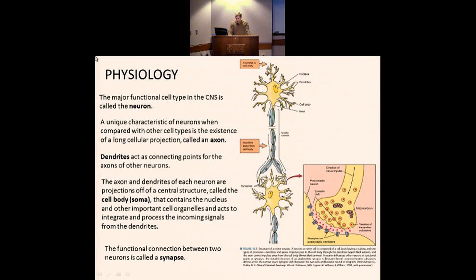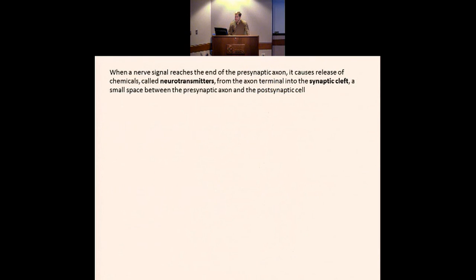The functional connection between 2 neurons is called a synapse. Just technical things here. When a nerve signal reaches the end of the presynaptic axon, it causes a release of chemicals called neurotransmitters from the axon terminal into the synaptic cleft. I have a picture of this and we'll talk it through. That's a small space between where the message is coming from and where it's going.